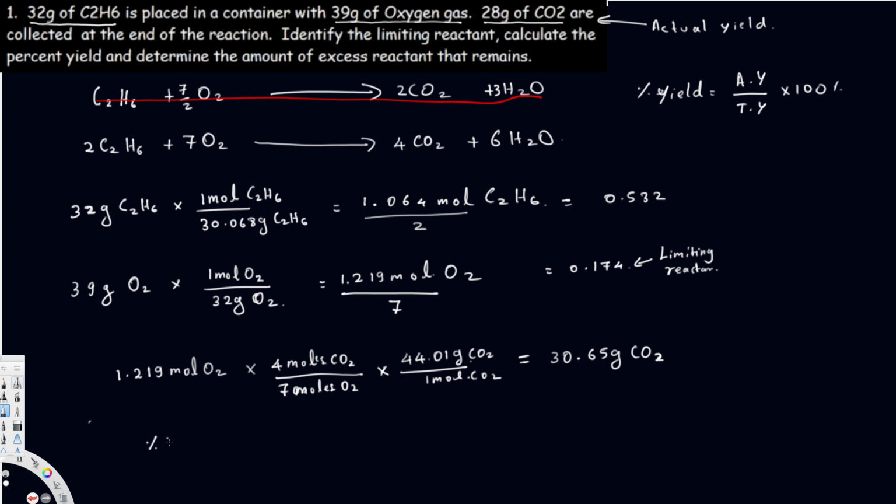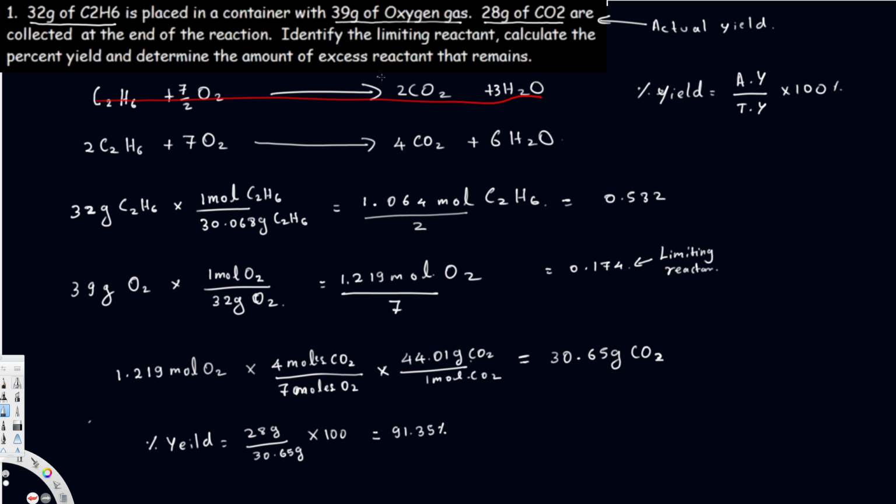So percentage yield, that's what we are trying to find. That's going to be 28 grams, that's our actual yield, divided by 30.65 grams, that's our theoretical yield, multiplied by 100. And that's going to give us the percentage yield. So if you calculate this, you will get 91.35 percent, and this is the percentage yield, and that's the answer for the second question. Let's do the third question.